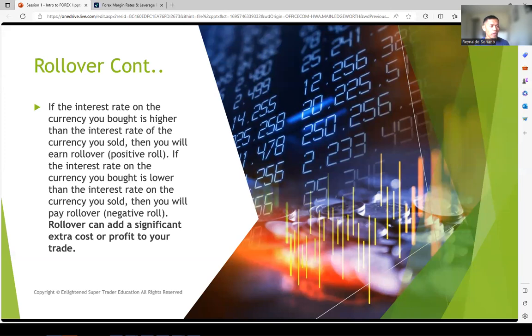So if the interest rate on the currency you bought is higher than the interest rate of the currency you sold, then you will receive what we call a positive roll, or you will earn a rollover. If the interest rate on the currency you bought is lower than the interest rate on the currency you sold, then you will pay a rollover, or what we call a negative roll. So rollover can add a significant extra cost or profit to your trade.